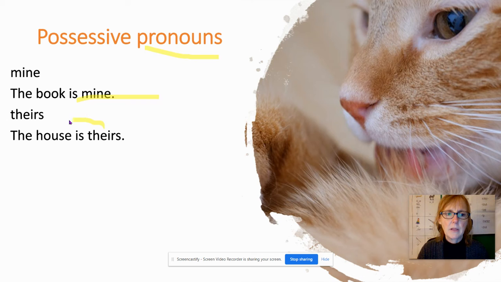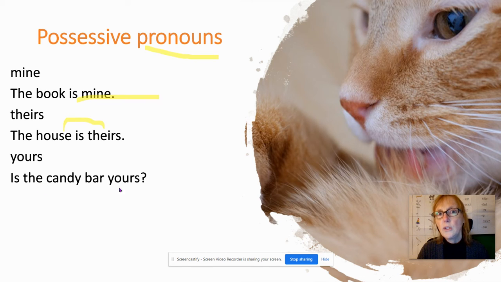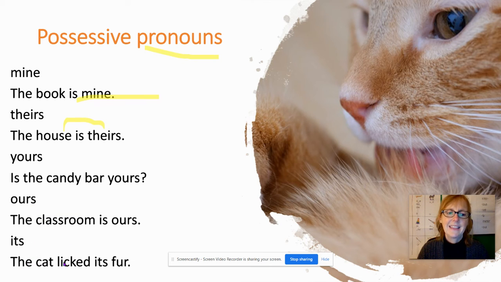There's theirs. The house is theirs. It means that the house belongs to them, right? Yours, the candy bar is yours. Ours, the classroom is ours. And its, the cat licked its fur. And there's the possessive pronoun for the cat. We don't know if it's a boy cat or a girl cat. The cat licked its fur.